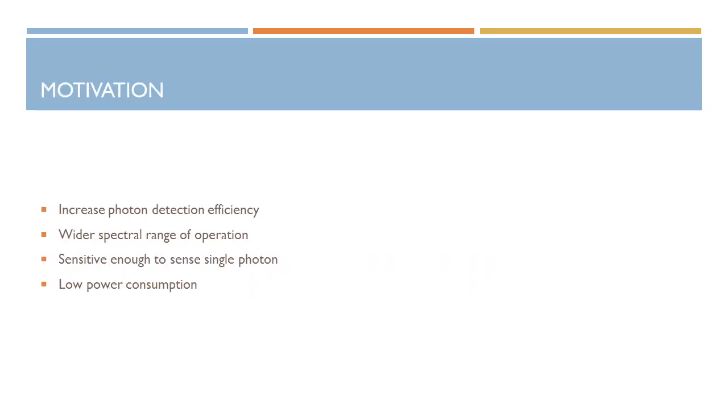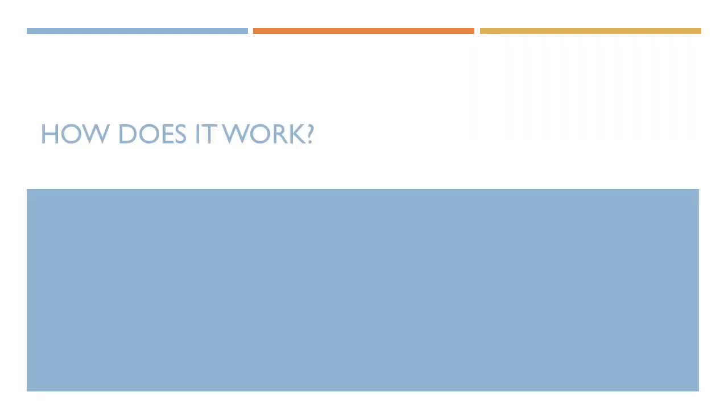Some of the motivations of using single photon avalanche diodes are to increase the efficiency of photon detection and the spectral range at which a photodetector can detect. It is sensitive enough to detect a single photon. It also has relatively low power consumption. These points will be extended upon as I explain how the diode functions and how it stacks up when compared to other technologies used for photodetection. Now that we understand what a single photon avalanche diode is, let's discuss how it works.